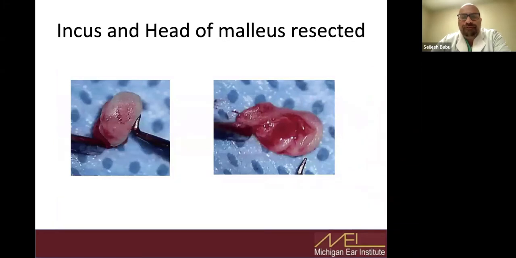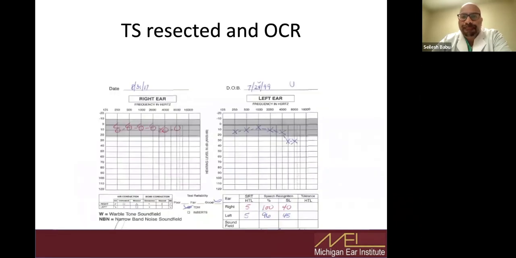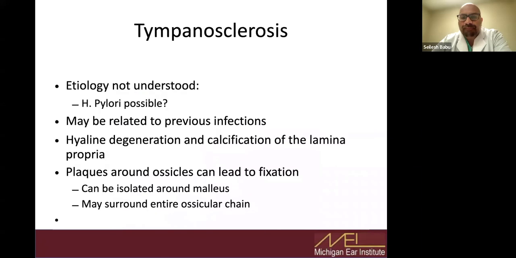There are probably several different ways to fix that problem, but I opted to remove the incus and then resect the head of the malleus. And on that malleus head, you could see the top of the head was actually adherent to the tegmen. So you always have to be slightly careful when you're taking these out, because sometimes you get an erosion or a trauma to the tegmen, potentially to the dura. So you want to take it out gingerly. And of course, he got a good result with the resection of that malleus head fixation.